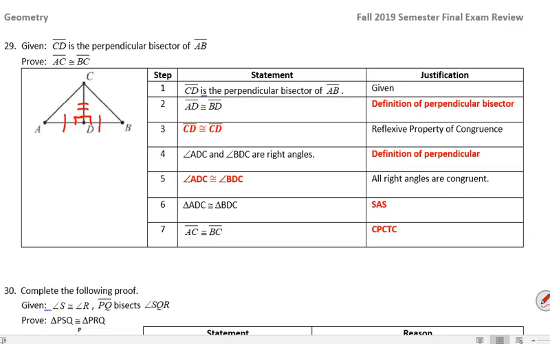And then notice we have here side, angle, side. So that's why the triangles are congruent. And here again we have that the parts of the triangle are congruent because the triangles are congruent. So that's CPCTC. That's corresponding parts of congruent triangles are congruent.